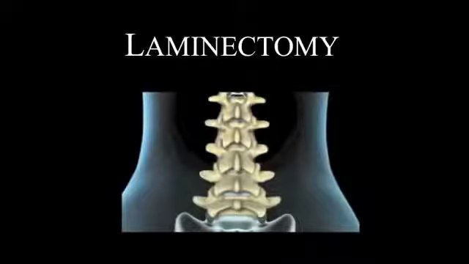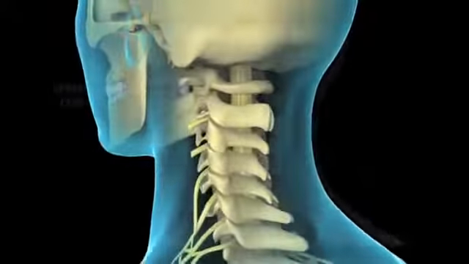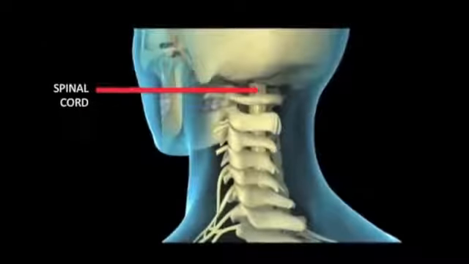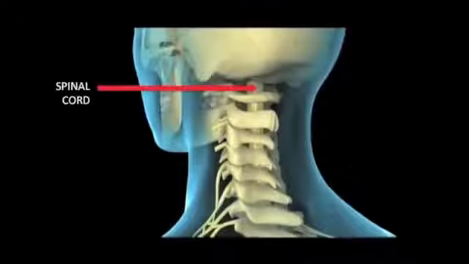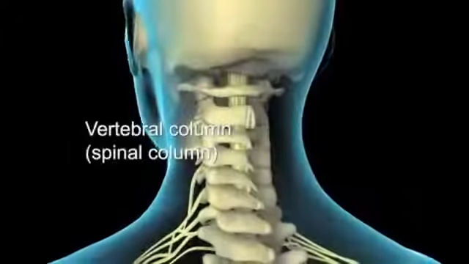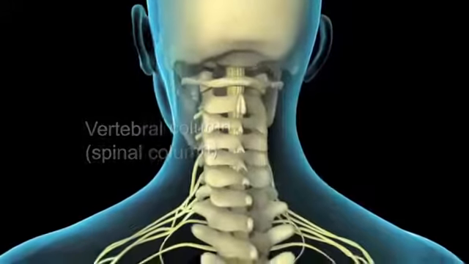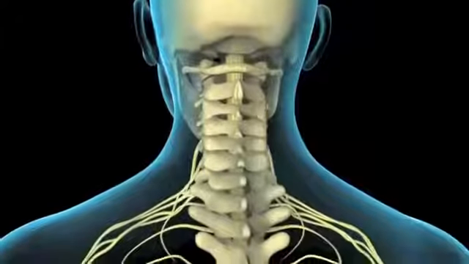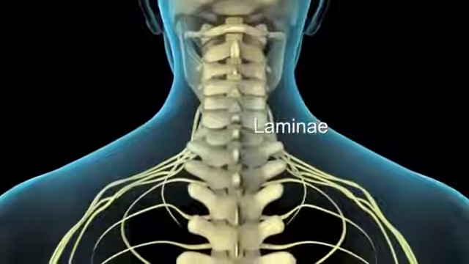Today, we are going to discuss the laminectomy. Let us start by reviewing some simple anatomy. The spinal cord, seen here as a group of closely packed thin yellow strands, is a collection of nerves that extends from the base of the skull. The spinal cord is surrounded and protected by the vertebrae of the spinal column.